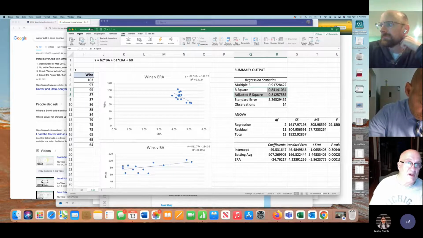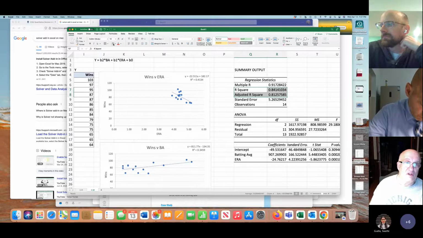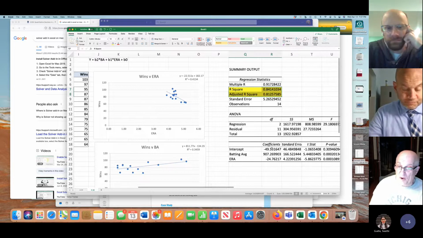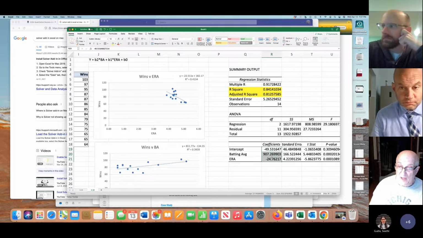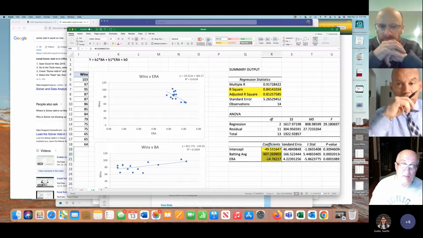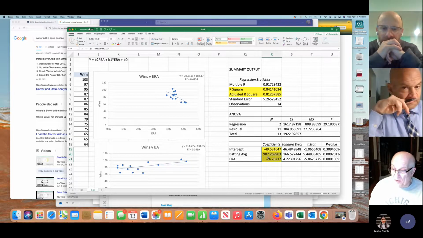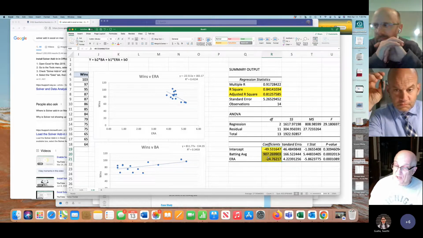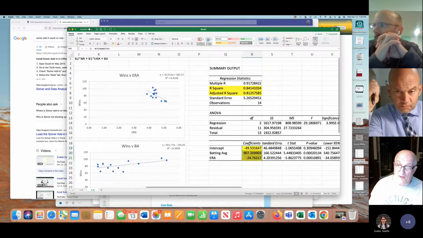And let's make that what? Home, insert, make it yellow. That's an important number. Here are my coefficients. If I want to do predictions, I do minus 24.7 times the ERA, plus 907 times the batting average, because the batting average, remember, was a percentage. Minus 49 for the intercept if I want to predict the number of wins.